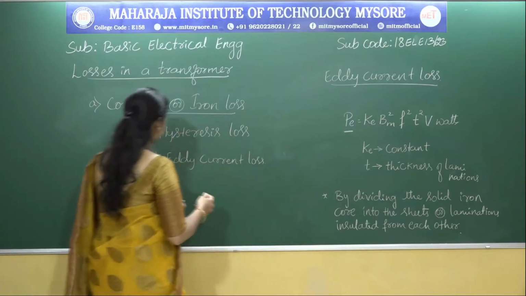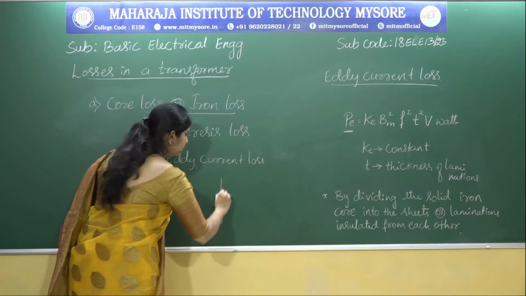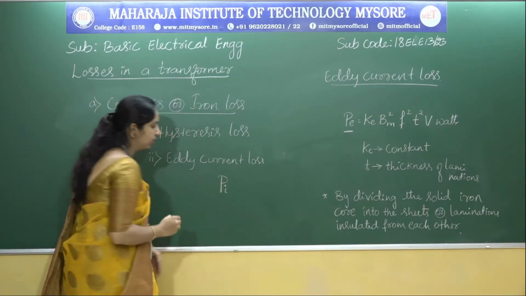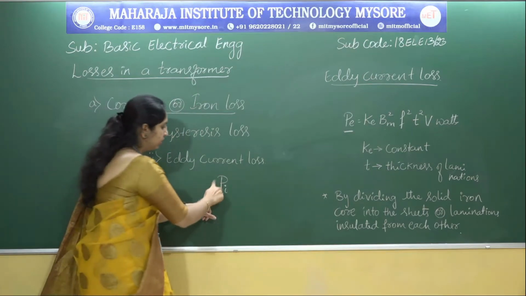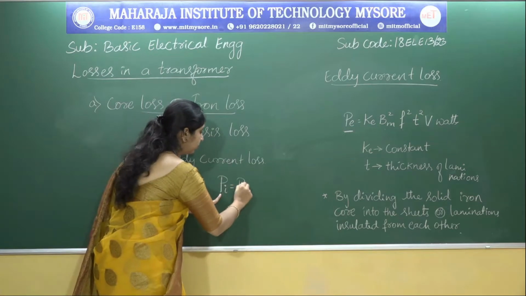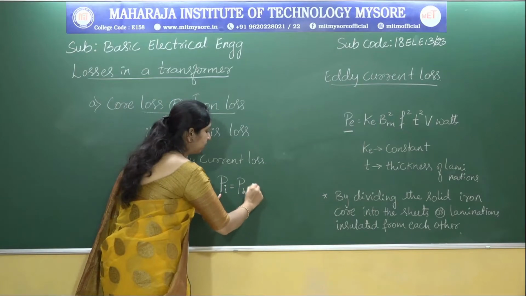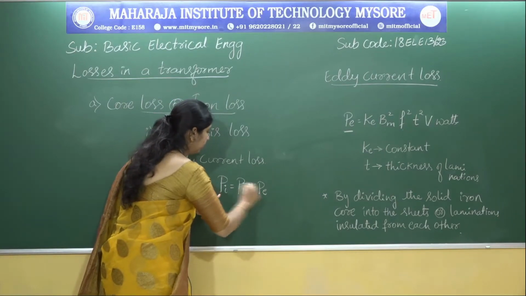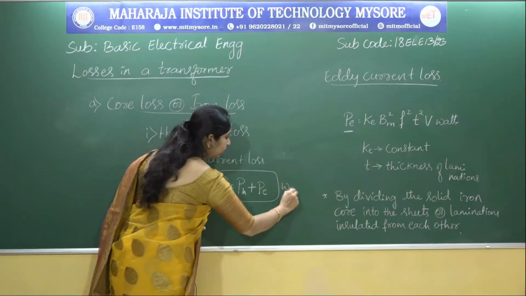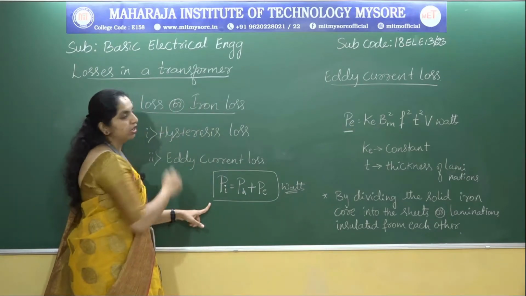Now what is the total iron loss, or core loss? We define it as Pi, the iron loss. The total iron loss is the summation of Ph, the hysteresis loss, plus the eddy current loss Pe. So Pi is equal to Ph plus Pe, in terms of watts. This is nothing but the iron loss.